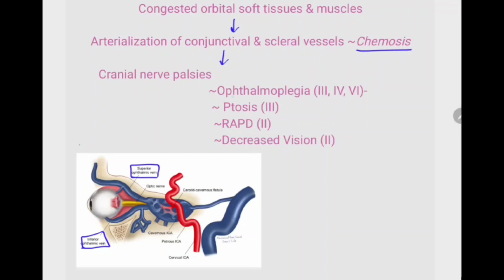Patient can present with ophthalmoplegia due to involvement of cranial nerves 3, 4, 6, ptosis due to third nerve involvement, relative afferent pupillary defect and decreased vision due to second nerve involvement.